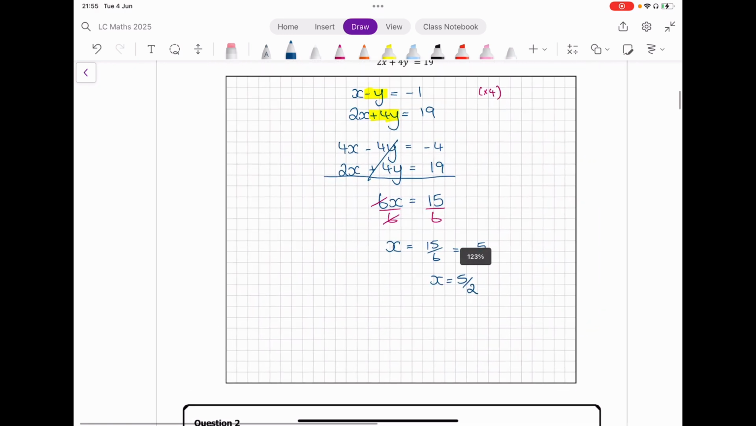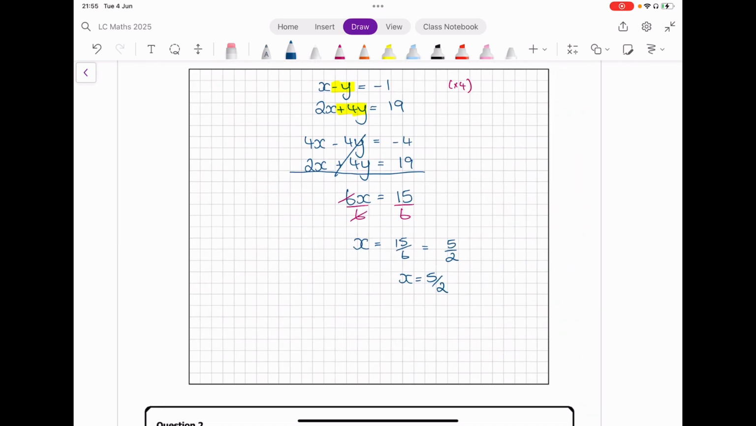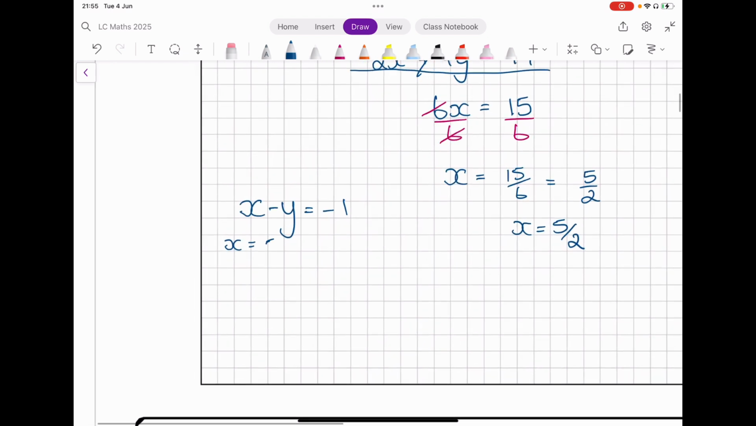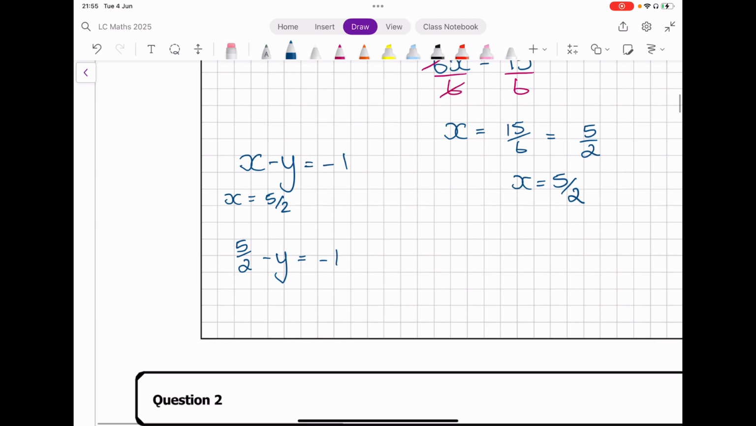So I can pick either one of the lines above. I'm going to take the top one, and I'm going to say that x minus y is equal to minus 1. Now I know that x is equal to 5 over 2, so I'm just going to sub in 5 over 2 everywhere I have x. So now it's 5 over 2 minus y is equal to minus 1. So minus y will be equal to minus 1 minus 5 over 2.